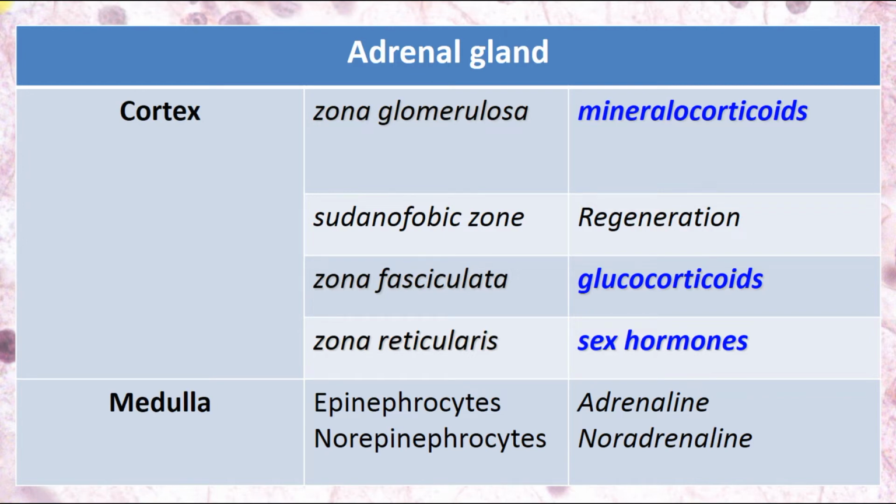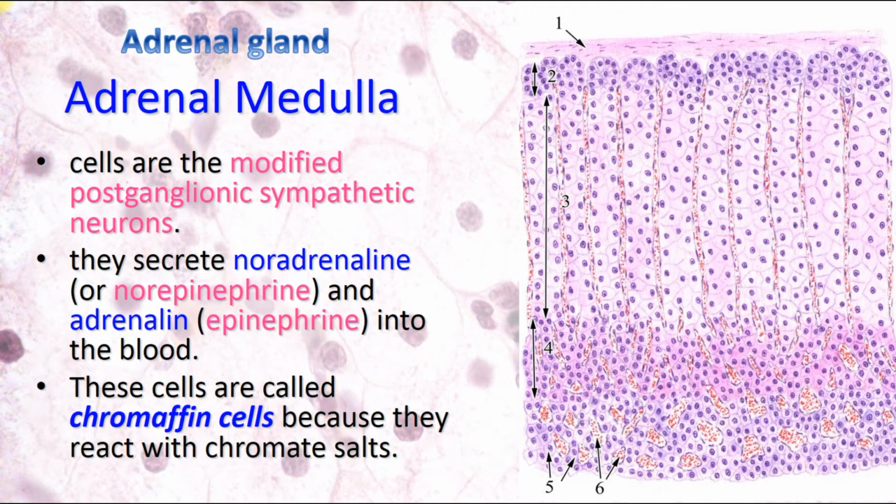And under the cortex we have medulla. Medulla is composed of modified neurons. They are modified postganglionic sympathetic neurons, and they produce noradrenaline or norepinephrine and adrenaline or epinephrine into the blood. Together, both kinds of cells are called chromaffin cells. They react with chromium salts.